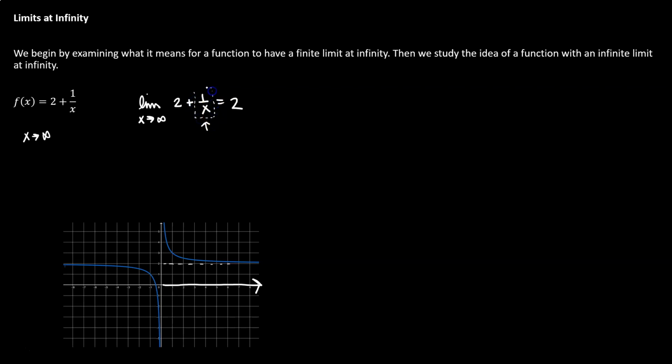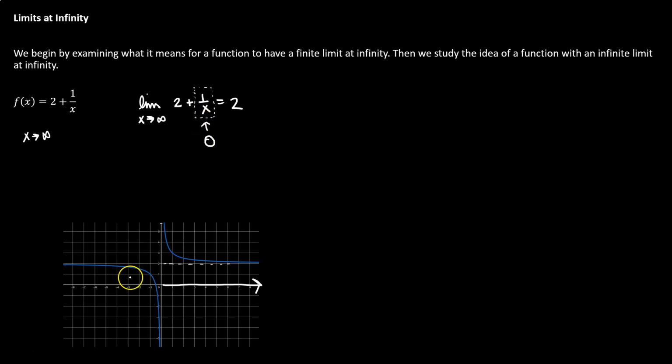1 over x, let's think about that. You could create a table of values to see what happens here, but essentially you're taking the number 1 and you're dividing it by a number that's getting larger and larger. Each time you compute 1 divided by x with a larger number for x, this number, 1 over x, gets smaller and smaller. So as x gets big, 1 over x gets so small that we might as well call it 0.